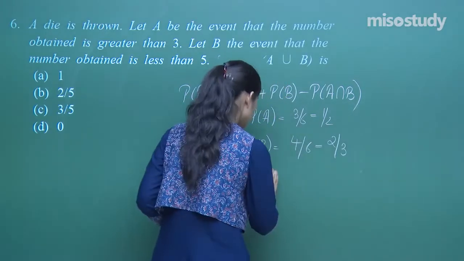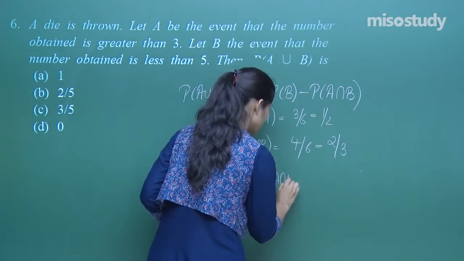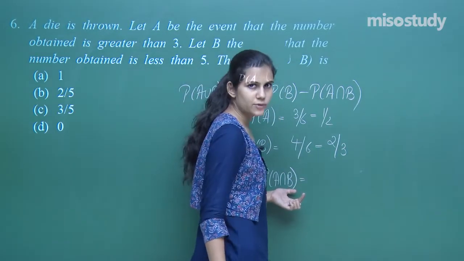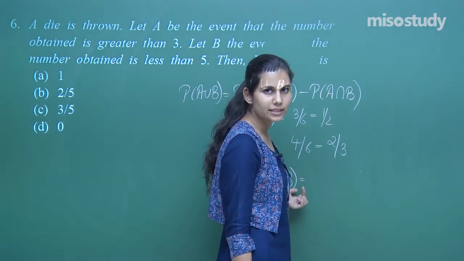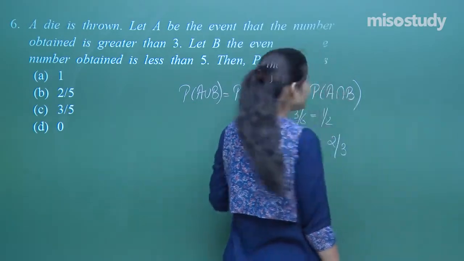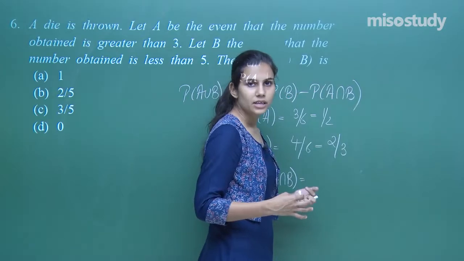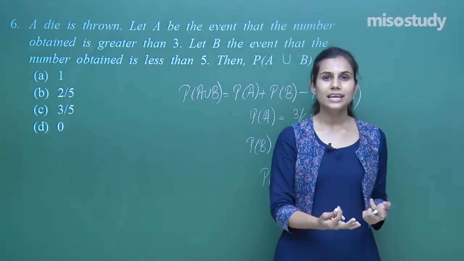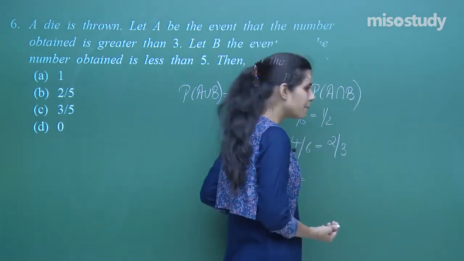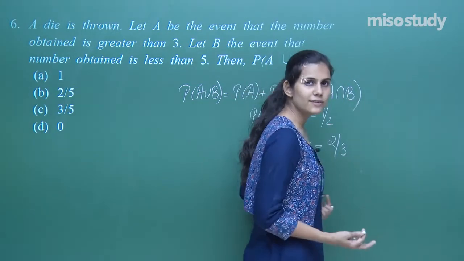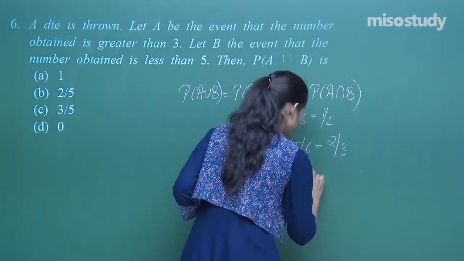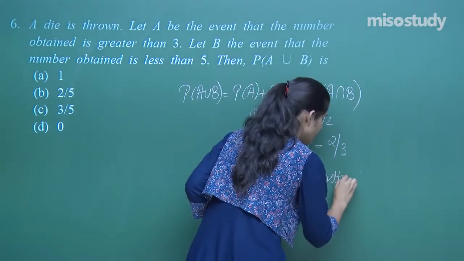What is the probability of A intersection B? That means A is also taking place, B is also taking place. When you are throwing the die, what is the probability that the number obtained is greater than 3 and less than 5? There is only one number which is greater than 3 as well as less than 5. What is that number? 4. So the probability of the number being greater than 3 and less than 5 is the same as the probability of the number 4 occurring. So what is the probability of getting 4 as an outcome?